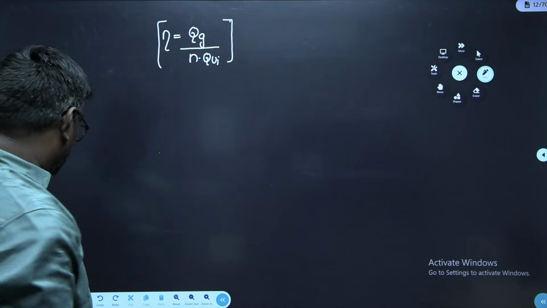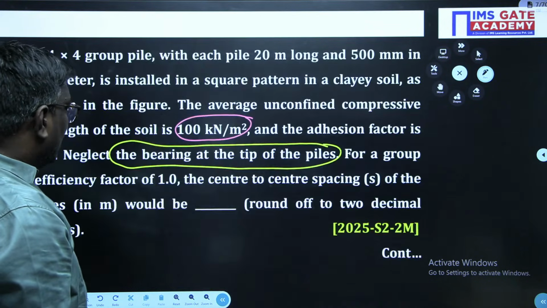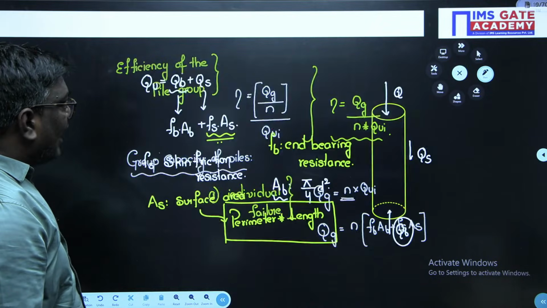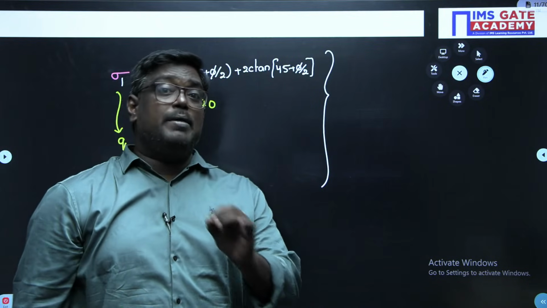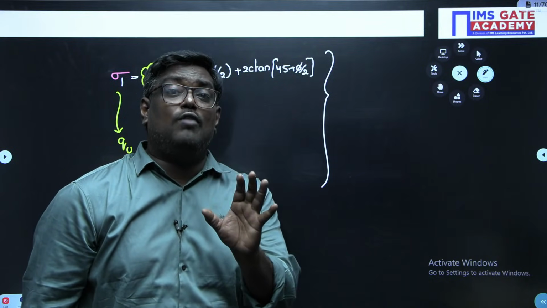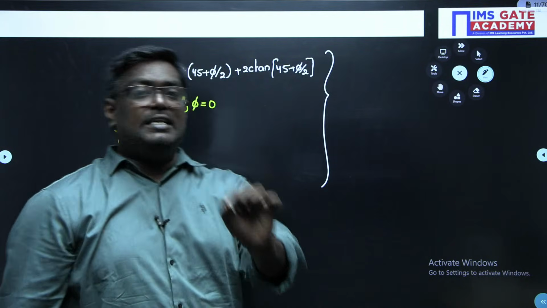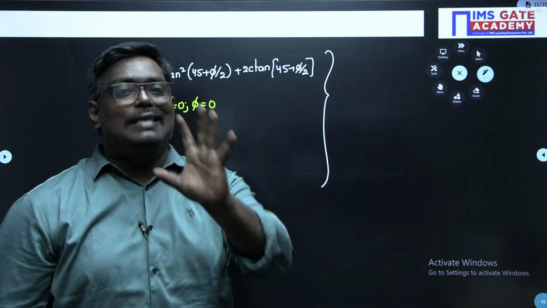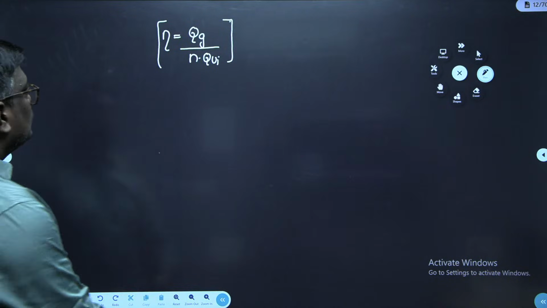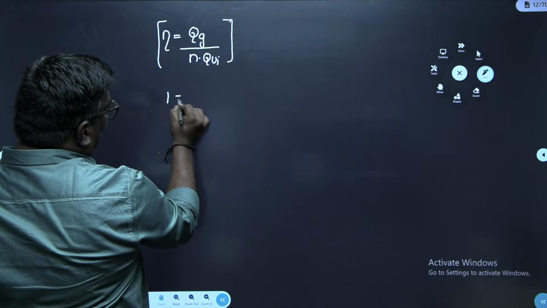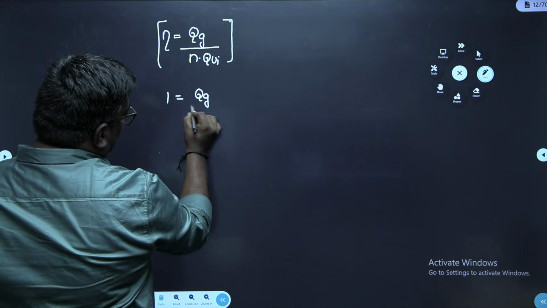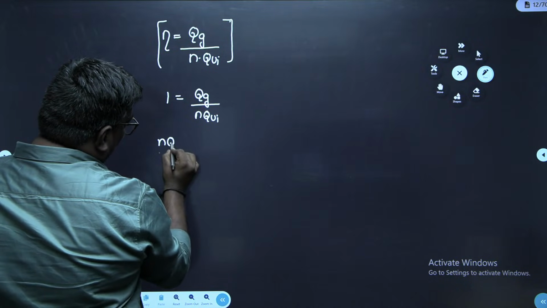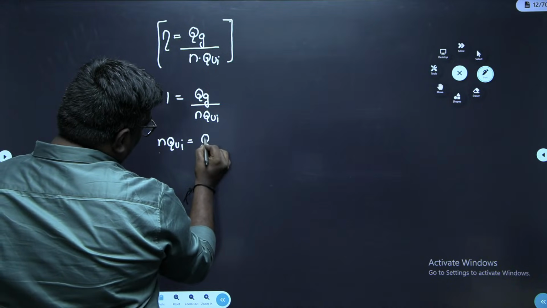But here, my dear students, if you see the problem, the efficiency factor is given as how much? 1. And remember, my dear students, there is no consideration of end bearing resistance. That means when you are solving the problem, you should take the value of skin friction resistance only. So here when I take efficiency factor as 1, 1 can be written as Qg upon N into QUI, or you can write N into QUI is equal to Qg.